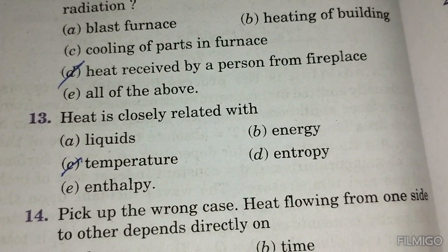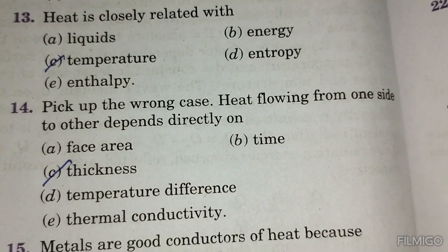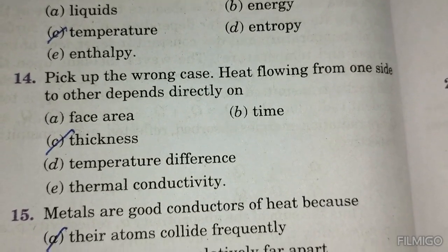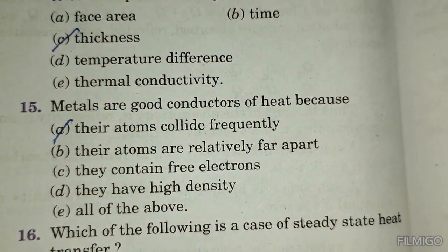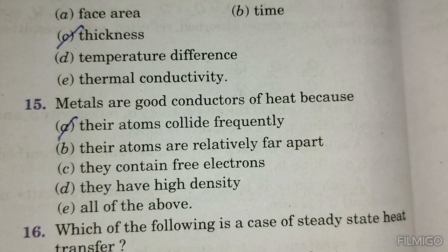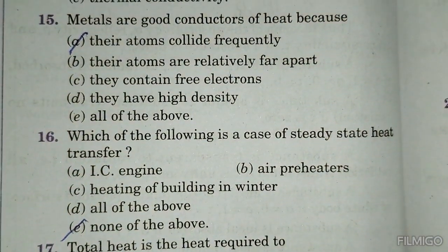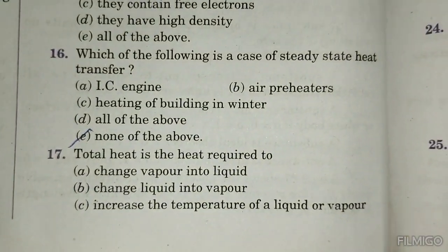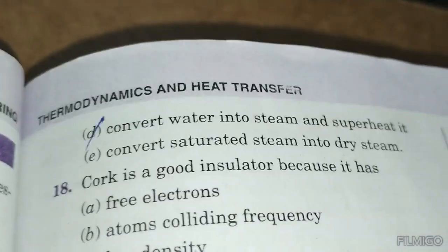Heat is closely related with temperature. Heat flow from one side to the other depends directly on thickness. Metals are good conductors of heat because their atoms collide frequently. Which of the following is a case of steady state heat transfer? None of the above. Total heat is the heat required to convert water into steam and superheat it.